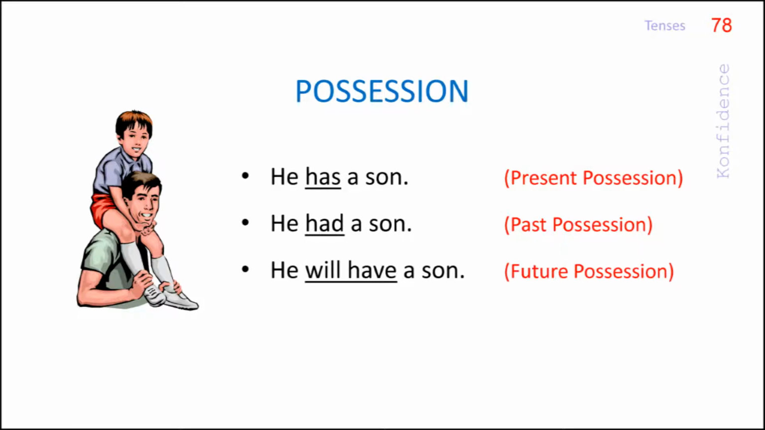The third sentence, he will have a son, tells us that the person he neither had nor has a son. He expects to have a son in the future. We should be well versed with the minute differences in the meaning of these helping verbs to express ideas clearly.